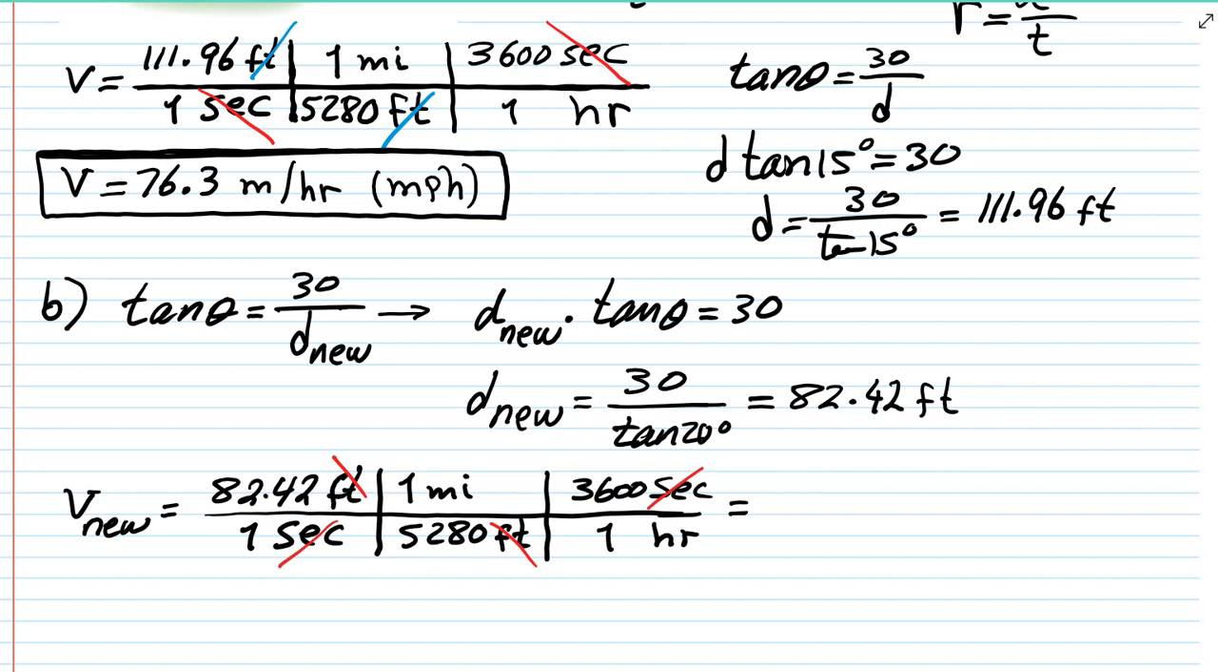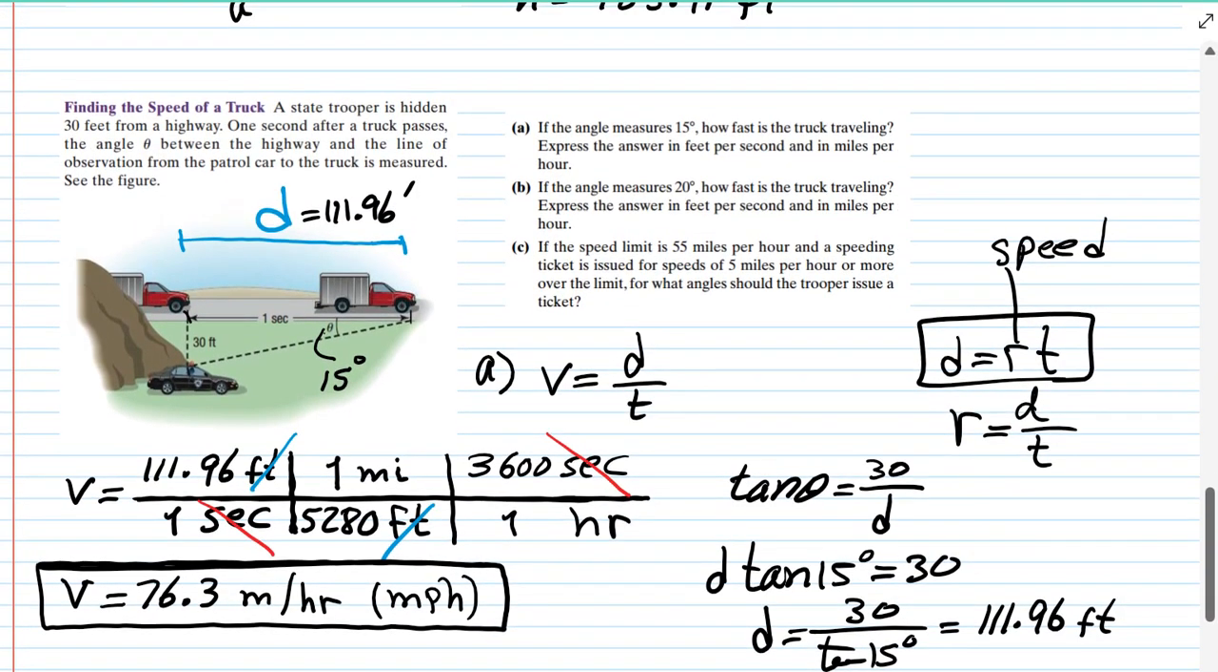And this time, what you do is multiply 82.42 by 3,600. That answer divides by 5280. See, the numbers that are on the same side of the fraction line multiply together, and ultimately divide the numerator by the denominator. And I just did. I got 56.2 miles per hour. Again, we knew that the speed's going to be lower now. Okay, so that handles part B.